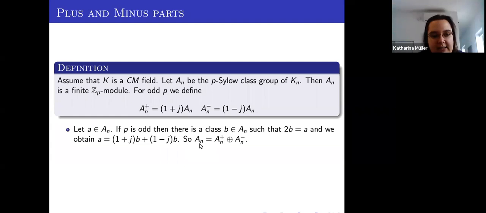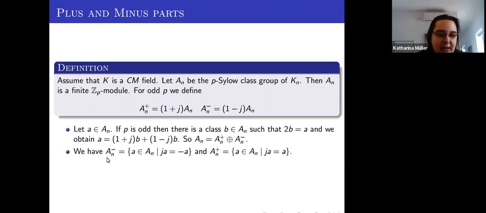So in this case, A_n is the sum of A_n^+ and A_n^-, and this is even a direct sum, because if you look at the definition of A_n^+, complex conjugation acts trivially. And if I look at A_n^-, complex conjugation acts as multiplication by -1. So these two groups cannot intersect. And as I can write every a as an element from A_n^+ plus an element from A_n^-, I get this direct decomposition. You can also describe A_n^+ and A_n^- differently by saying A_n^- is the set of all ideal classes such that J acts as -1, and A_n^+ is the +1 eigenspace.